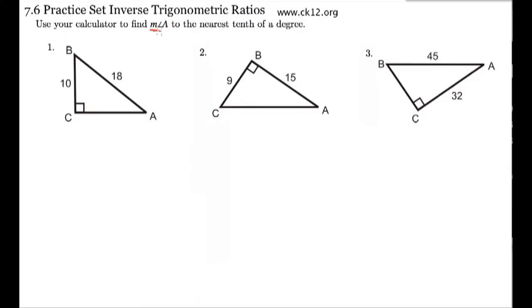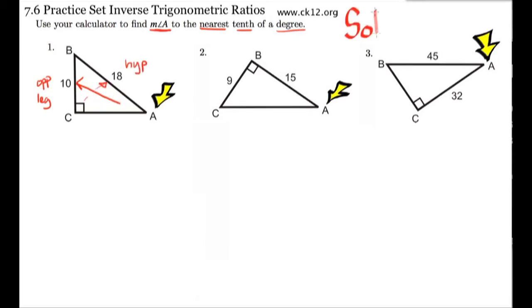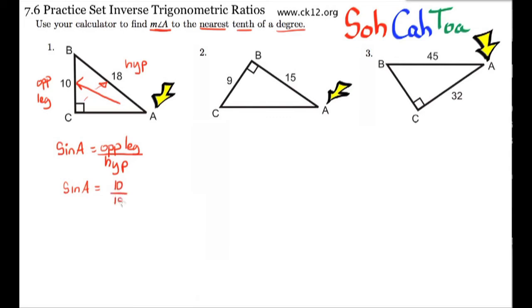Okay, in this video we're going over the 7.6 practice set solutions, using our calculator to find the measure of angle A. So we're going to use SOHCAHTOA for all of these problems, and for the first one I'm given the opposite leg of A and the hypotenuse, so I'm going to use sine. Sine of the angle A equals 5/9, so in order to solve for the angle, I need to use the inverse sine, and I get A equals the inverse sine of 5/9.